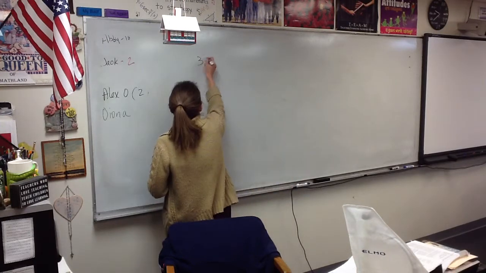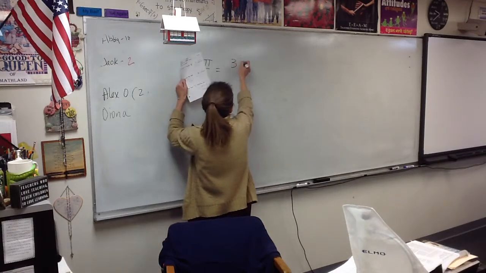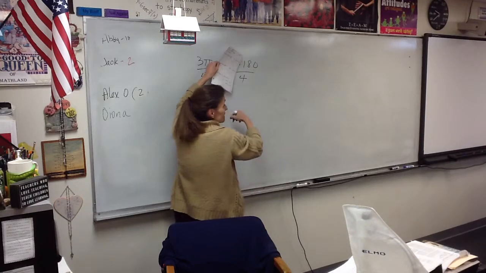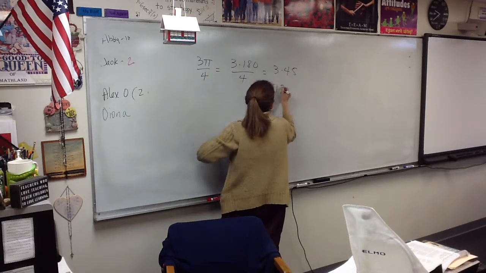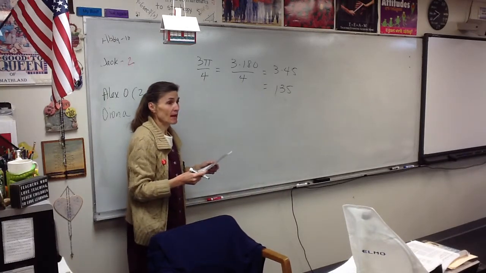Okay, 3 pi over 4. We're going to take out the pi and we're going to put in 180. We're going to do 180 divided by 4, that's 45. So the answer is 135. Does anybody have a question about that?